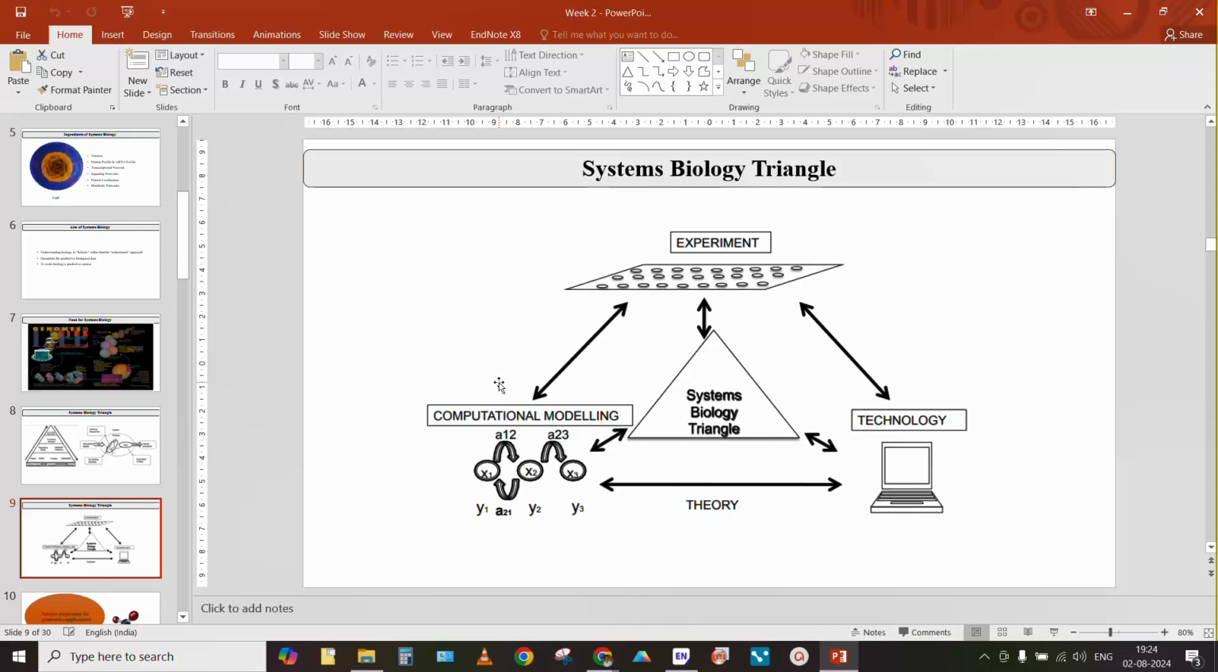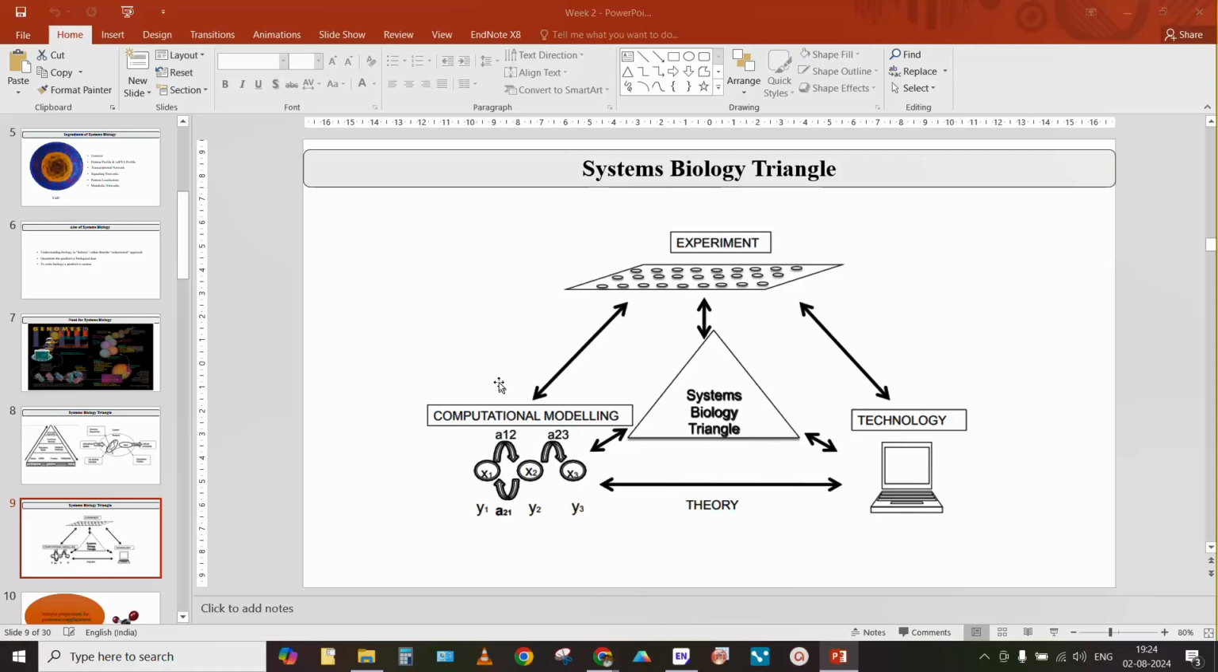Then the computational analysis can be performed using different types of bioinformatics software and tools, along with computational modelings obtained from some theoretical concepts. Thus the synergistic application of experiment, theory, and technology, with modeling, to enhance the understanding of biological processes as a whole system rather than its isolated parts, is termed the systems biology triangle.